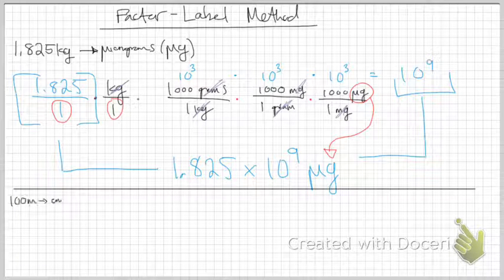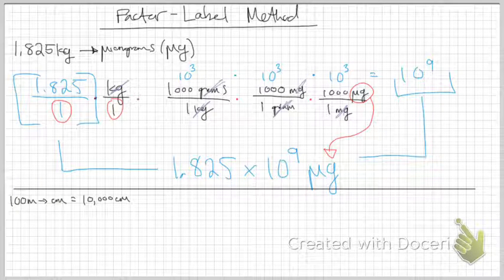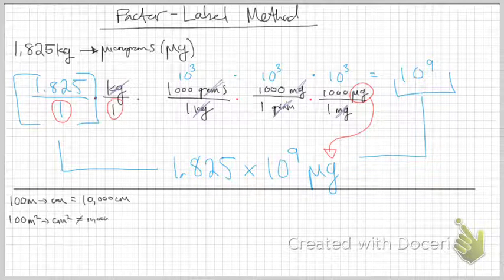Continuing on, I could take another example that's fairly straightforward, like convert 100 meters to centimeters, and I would end up with 10,000 centimeters. I know I have 100 centimeters in every meter, so I just multiply by 10 squared, or 100, and I get 10,000 centimeters. Now, this is not the case if I were to ask you this: change 100 meters squared to centimeters squared. Well, that's not equal to 10,000 centimeters squared.